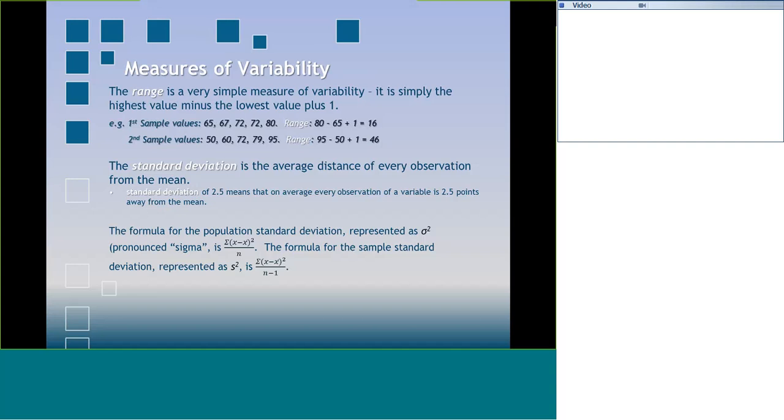The range is simple to calculate, but only takes into account two values, and as a result is kind of limited. A more useful measure of variability would include information from every value in the data. The standard deviation does just that. The standard deviation is the average distance of every observation from the mean. So, a standard deviation of 2.5 means that on average, every observation of a variable is 2.5 points away from the mean. Larger values of the standard deviation indicate that the variable is more spread out. The formula for the standard deviation can be seen on this slide for the sample and the population. Luckily, we can use Excel to calculate the standard deviations for us.